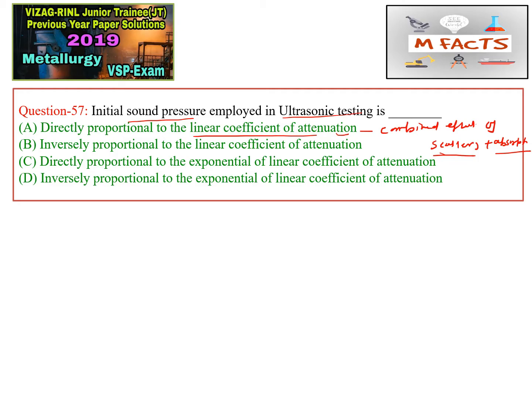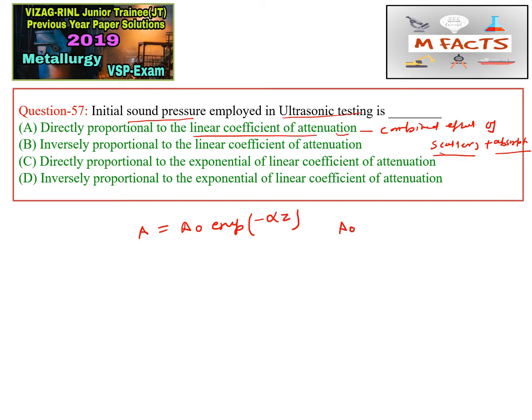And option B is inversely proportional to the linear coefficient of attenuation. Option C is directly proportional to the exponential of linear coefficient of attenuation, and option D is inversely proportional to the exponential of linear coefficient of attenuation. So the formula for signal amplitude, the relation you must know, is A equals A naught exponential of minus alpha z. So this is the formula.